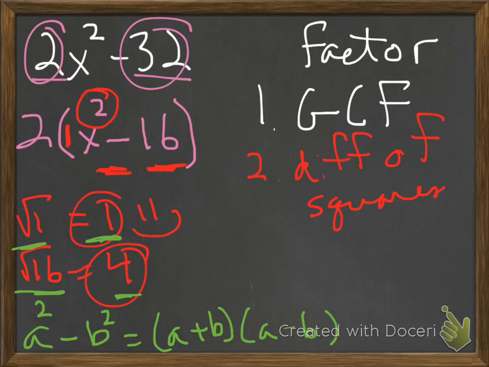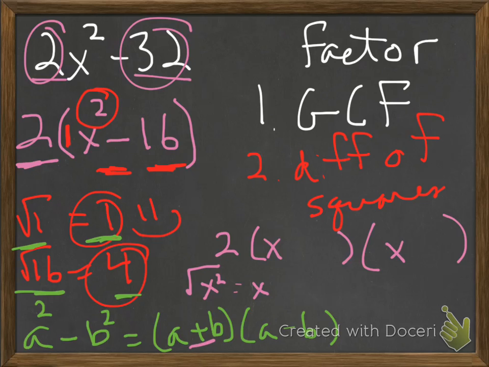Alright? So we still have a 2 on the outside. That doesn't go away. So we have 2. We're going to do double parentheses. And then my a. Well, the square root of x squared, that's just going to be x. So I have an x here, an x here. I have a plus and I have a minus. Those don't change. We're always going to have that plus and minus. And then I just need to take the square root of 16, which we know from over here is just going to be 4.